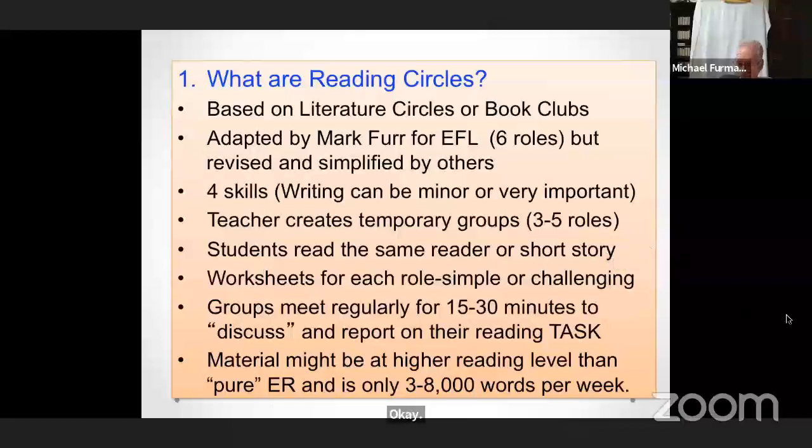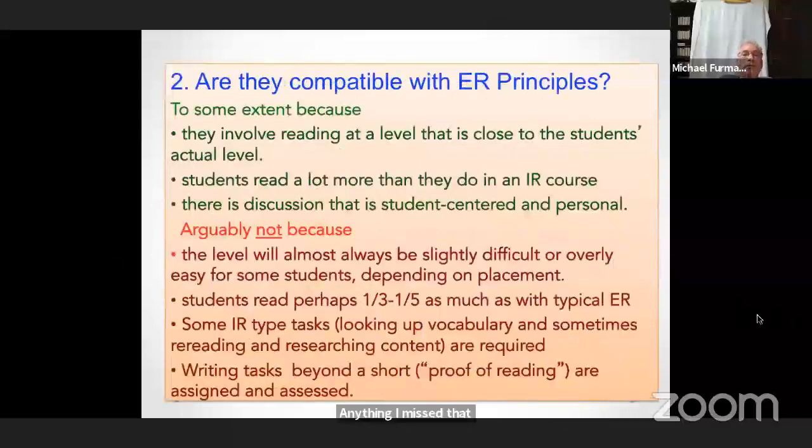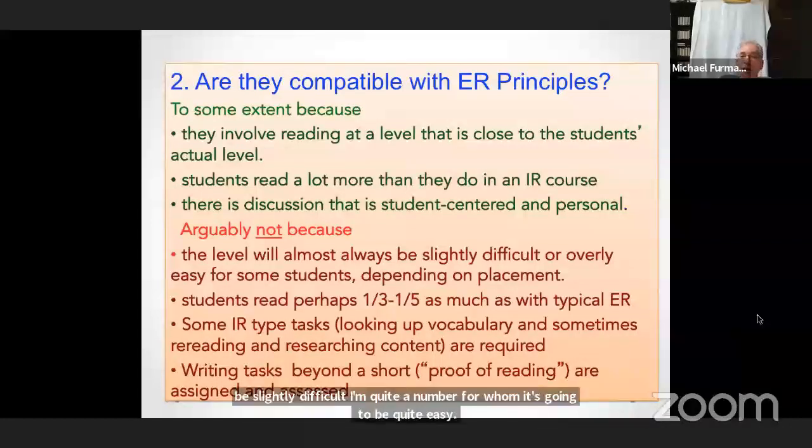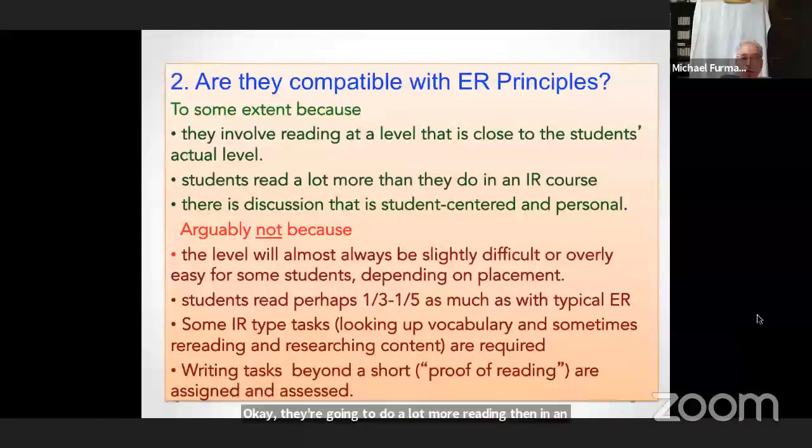Anything I missed there? All right. Are they compatible with ER principles? Well, so in green, that is they are. They involve reading at a level that's close to the student's actual level, although there's going to be some students in the class for whom it's going to be slightly difficult, and quite a number for whom it's going to be quite easy. Okay, they're going to do a lot more reading than in an intensive IR class, obviously, but a lot less than in ER. And it's going to be student-centered, and there's going to be discussion.